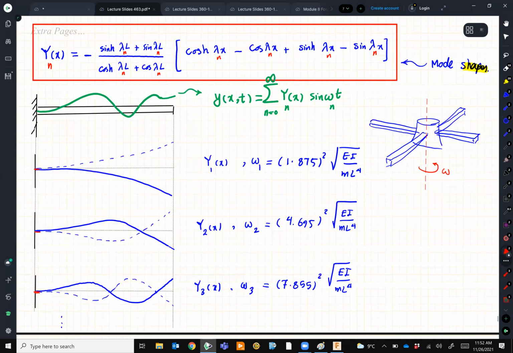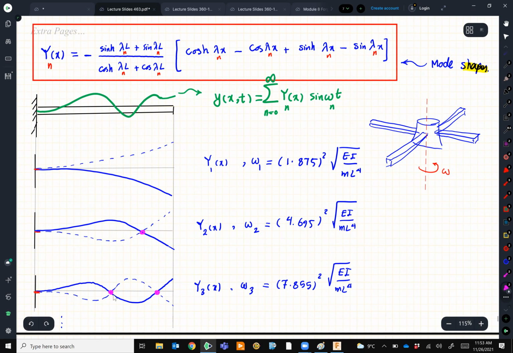All right, one last thing that I want you to pay attention to is these points, which we call nodes. I want you to pay attention to how many nodes we have for each mode. For the first one, we have 0. The second one, we have 1 node. The third one, we have 2. So for mode n, we have n minus 1.